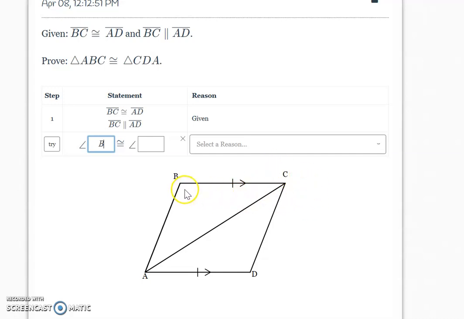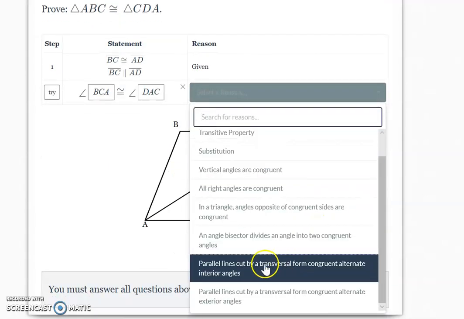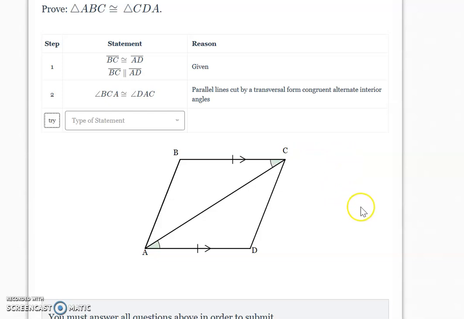I want BCA. So BCA is just this top piece right here. And I'm saying that it's congruent to this one down here, which is DAC. So this angle is DAC. My reason, and again, we can just scroll through, I'm looking for alternate interior angles. So I know that those two angles are congruent to each other. So now I have angle and a side.